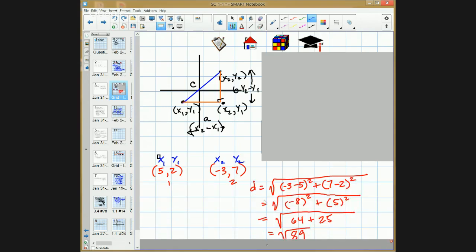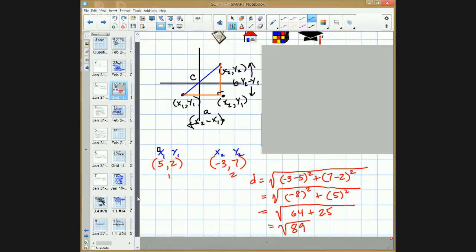You know, x2, negative 3, minus x1, 5, squared, plus y2, 7, minus y1, 2, squared. And then you just got a little subtraction here. What's negative 3 minus 5? It's negative 8, squared. And then 7 minus 2 is 5. So you wind up with 64 plus 25, and you get the square root of 89. That's it. That's the exact distance between these 2 points.